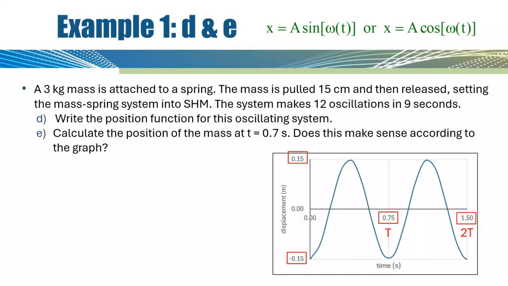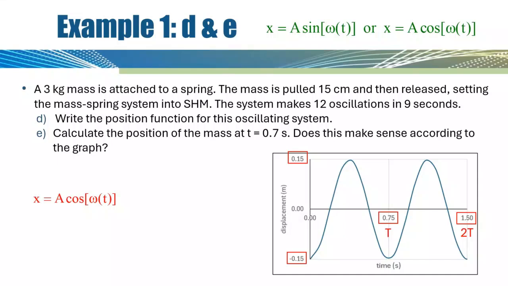So when I write the position function, I know it's going to be either the sine version or the cosine version. And I look at my graph and I remember that it was stretched. So that tells me that I'm at an end point. So it's going to be the cosine version. So I'm just going to write down the cosine version.